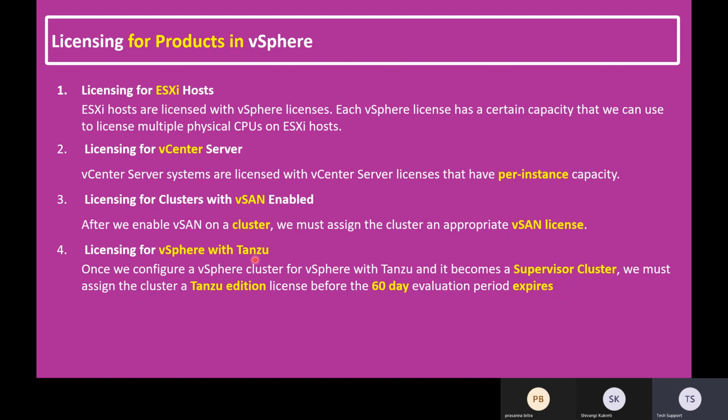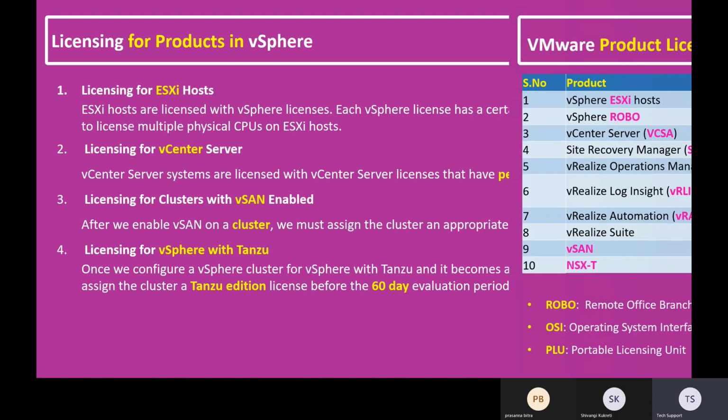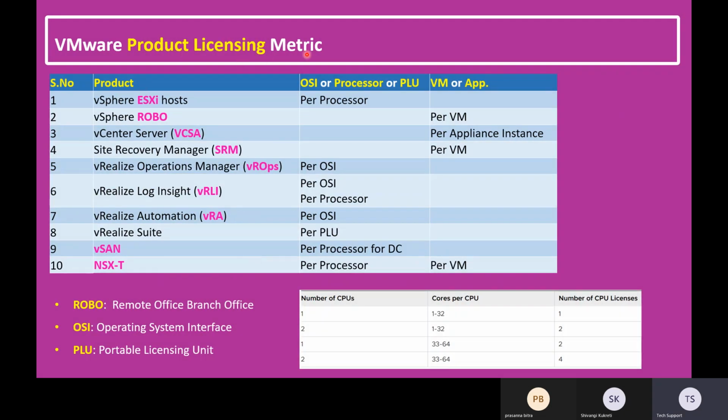Okay, now we are going to talk about product licensing metrics. For each ESXi and vCenter level, while buying the license keys, VMware defines some metrics. So we're going to observe what those metrics are. So, VMware product licensing metrics. Within the product licensing metrics, the metrics information is in the second column, and the first column refers to the product names. Let's say I have given 10 products, for example, vSphere ESXi host.